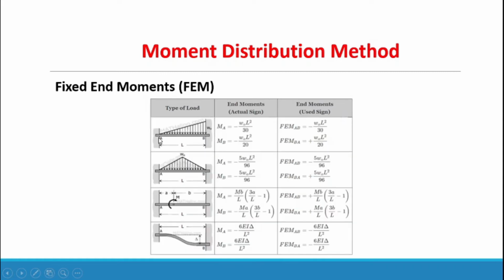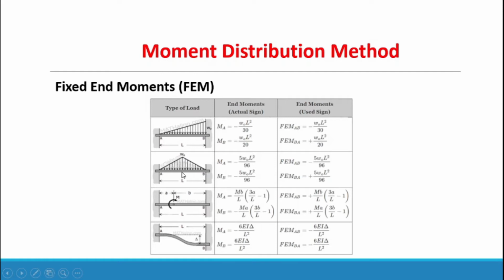Additional load, a varying load from A to B with W at point B. The end moments: moment at A is equal to negative WL squared all over 30, while MB, or moment at B, is equal to negative WL squared all over 12. And for the sign, FEM of AB is equal to negative WL squared all over 30, and FEM of BA is equal to WL squared all over 20.